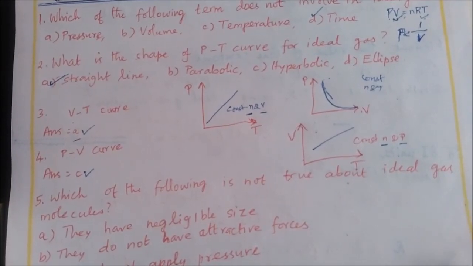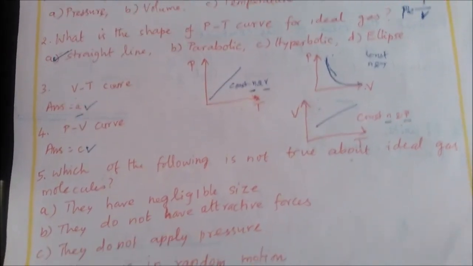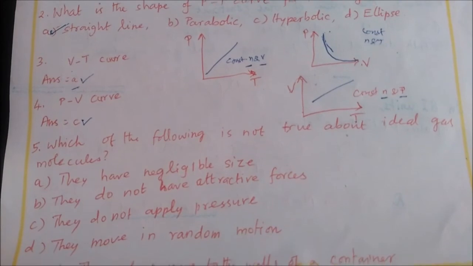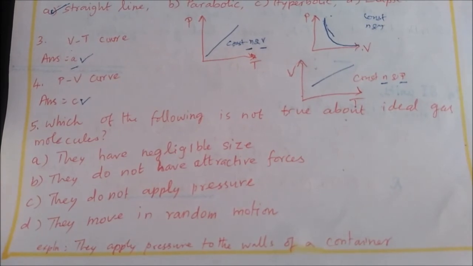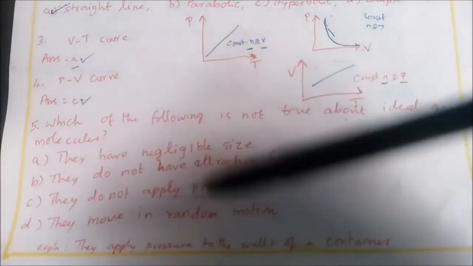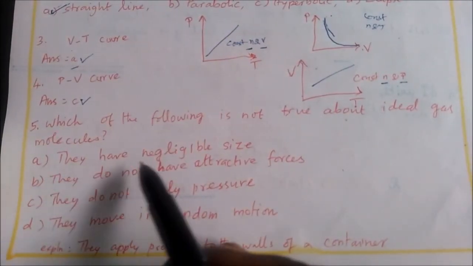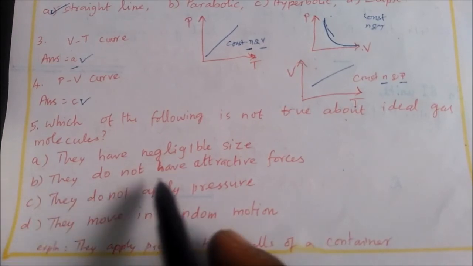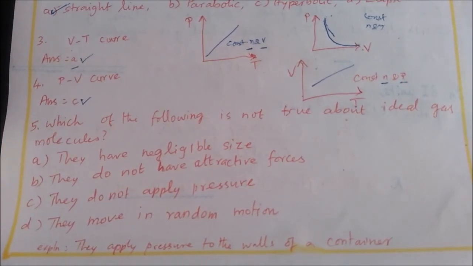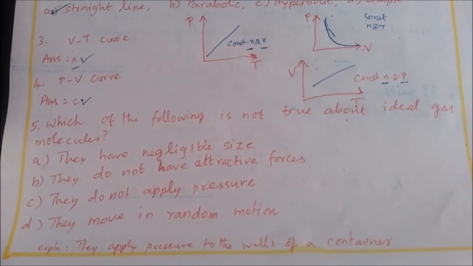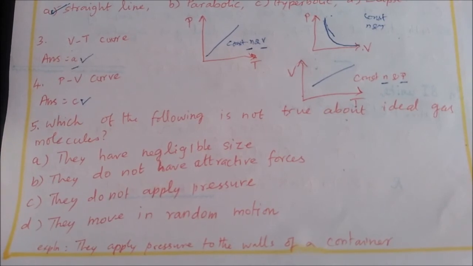Okay. Now let us discuss the next question. Which of the following is not true about ideal gas molecules? Option A, they have negligible size. Option B, they do not have attractive force. Option C, they do not apply pressure. Option D, they move in random motion. These are the options for the question.